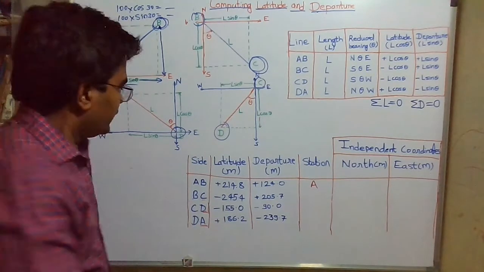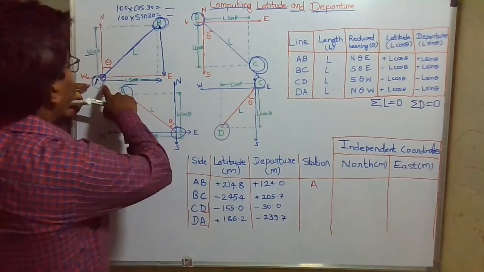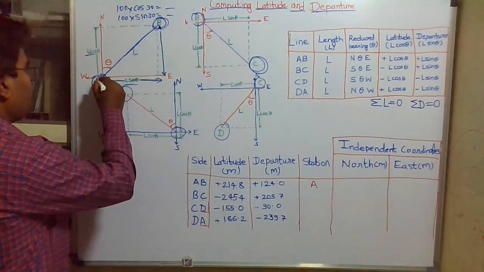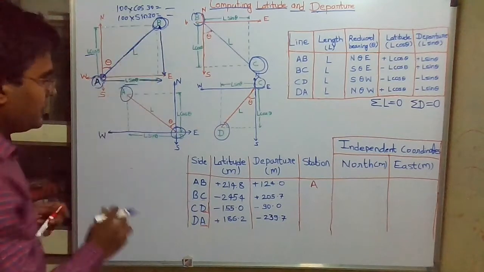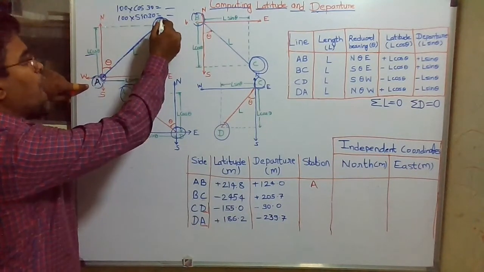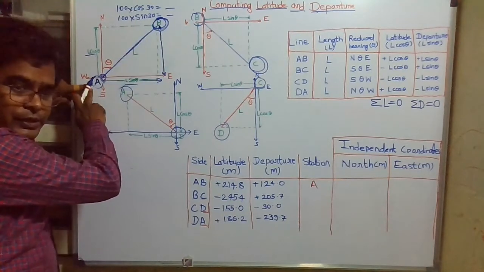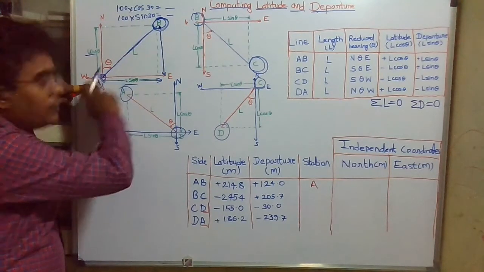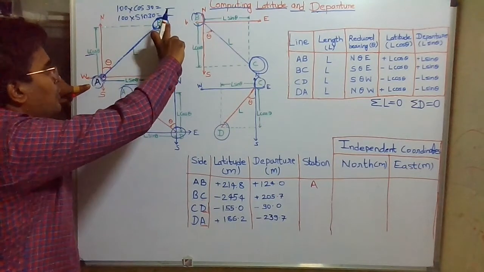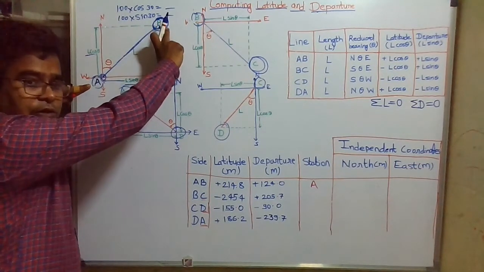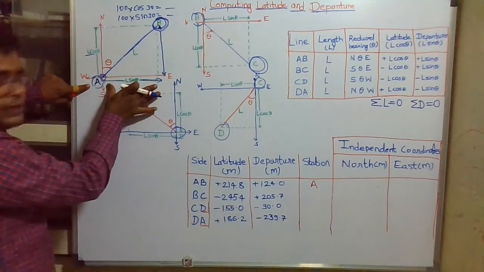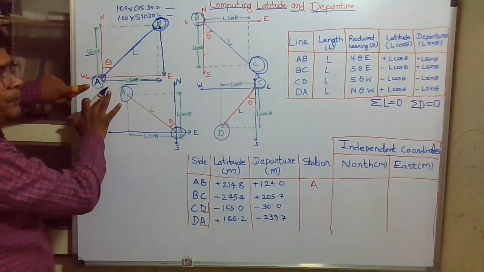See here, AB line: this is point A, and this is point B. Latitude and departure of AB means the position of point B with reference to point A. That is, the latitude of point B means the distance of point B in the north direction from A, and the departure is the distance of point B in the east direction from point A.